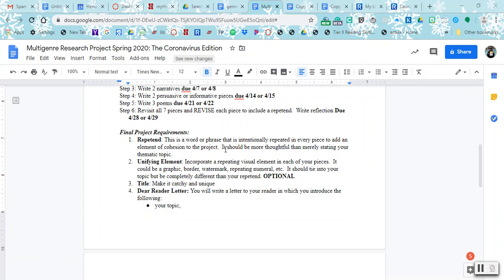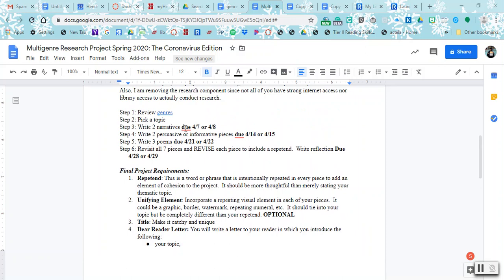So let's say you're doing your research project on global warming. Instead of saying global warming is your topic, your repetend would be a word that's associated with global warming, but it's not the actual words global warming. So it could be weather, it could be climate, it could be temperature, anything that's associated. That's a repetend, and that word would be in every piece of writing. So let's say we're doing temperature, you'd have the word temperature in both of your narratives. The word temperature would be in both of your informative or persuasive pieces, and it'd be in all three of your poems. This lends some cohesion to the project, where you can see how all the genres start to blend together to tell one story or one informative piece.